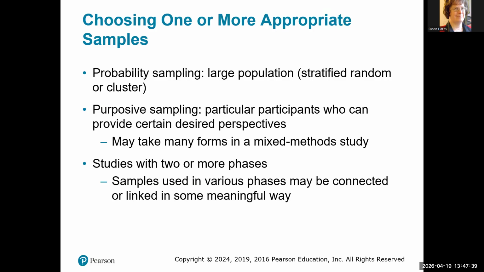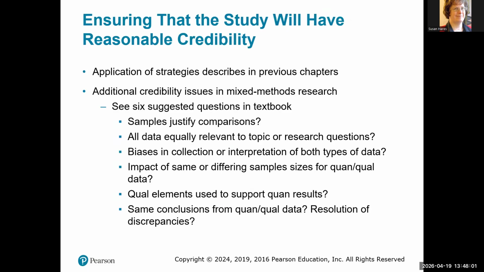They are looking for particular participants who can provide certain perspectives. Perhaps they want to go to Protestant pastors in the South. That's a particular perspective. It may take many forms. Studies with two or more forms may take different phases or may be linked. What about research credibility? Well, we've gone through quantitative credibility and qualitative credibility.